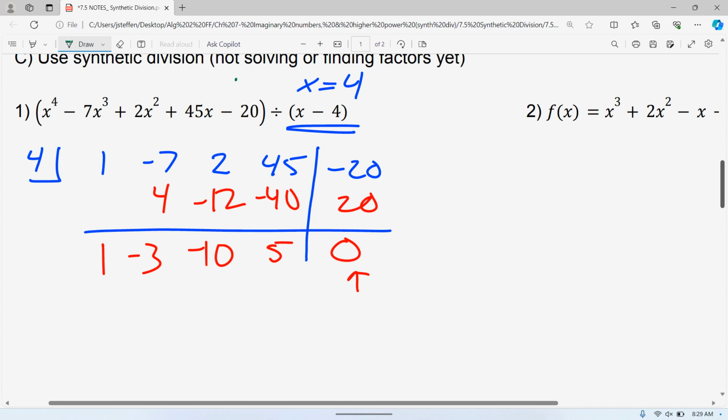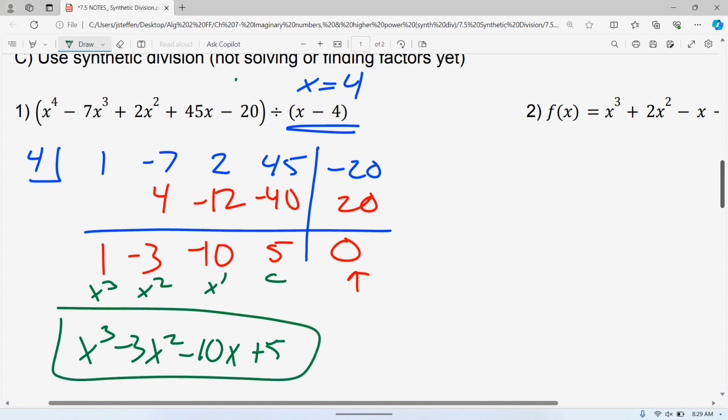So I'm going ahead and labeling. This is my constant, this is my x to the first, or just x, this is my x squared, this is my x to the third. So your final answer is 1x to the third, minus 3x squared, minus 10x plus 5.